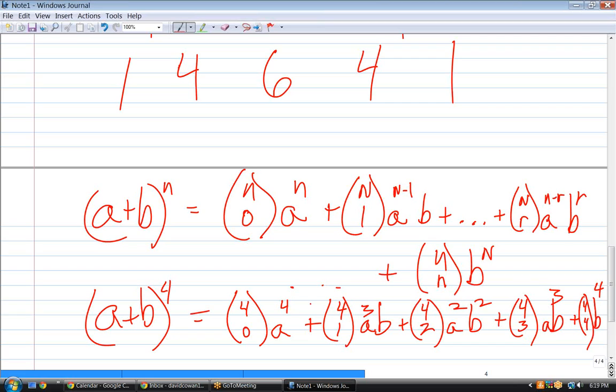Okay, so notice how this works. Notice how I did a plus b to the fourth using that. Make sure you can follow what I did here. In other words, n was 4, so it was 4 choose 0 as the first term. Then it was n choose 1 as the coefficient of the second term. Well, 4 choose 1 is 4 factorial divided by 3 factorial times 1 factorial. That's the number 4.